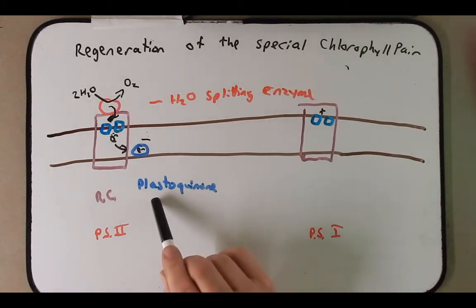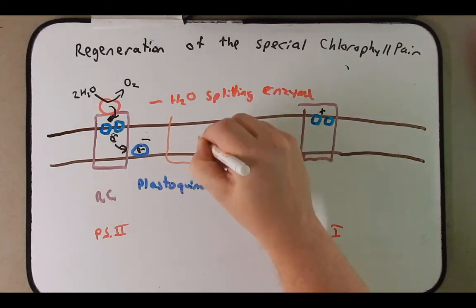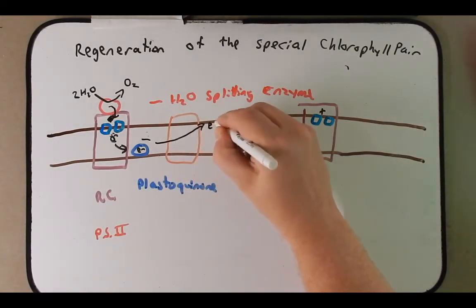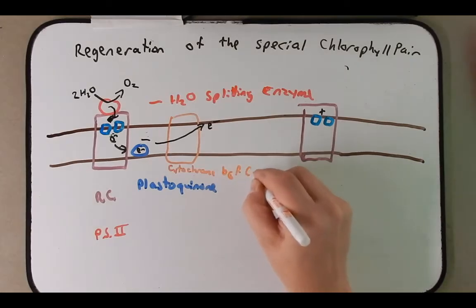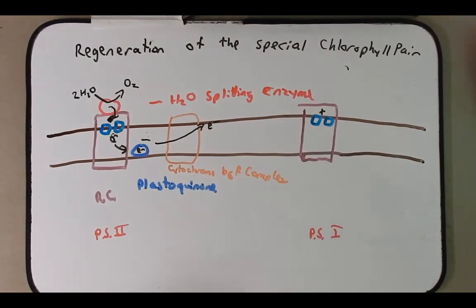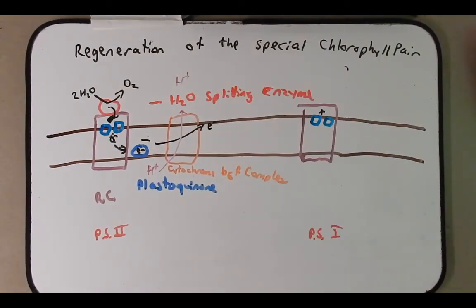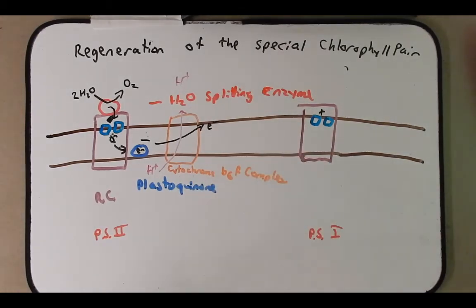So remember this plastoquinone here. It's going to pass those electrons to cytochrome B6F complex. And remember, it does that in the process of moving protons across the complex. And that's kind of where I ended the story when we talked about this before. And I just left this little electron just hanging out here. So what happens to it?